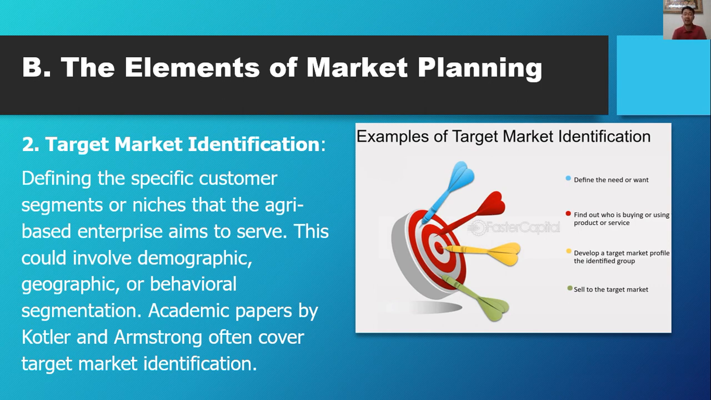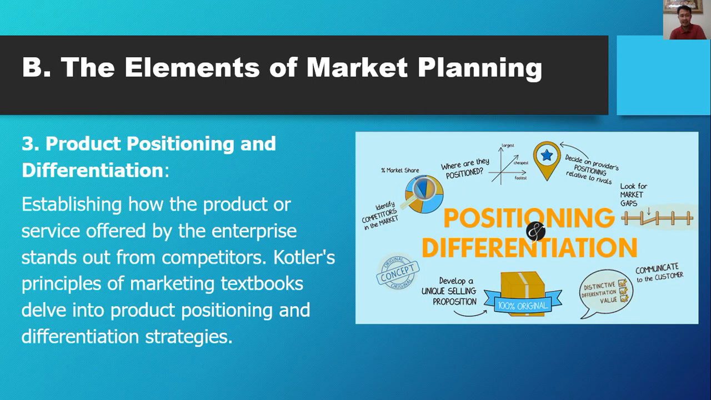So this could involve the geographic, where it is located. The demographic is their age, their sex, and also their generation. You also need to determine their behavioral segments. The academic papers by Kotler and Armstrong often cover target market identification. You may also look for that book so that you will have a better understanding of this aspect of target market identification.